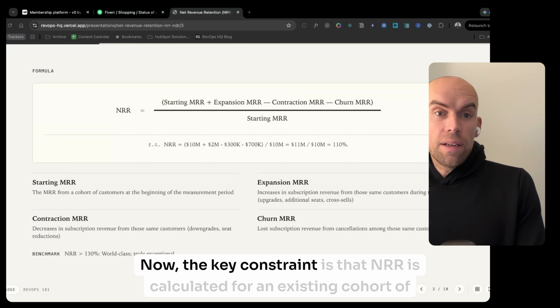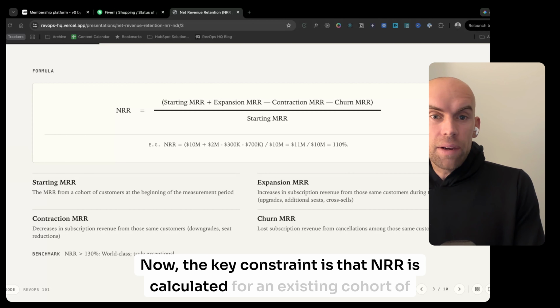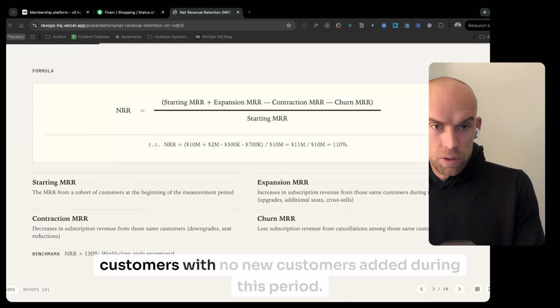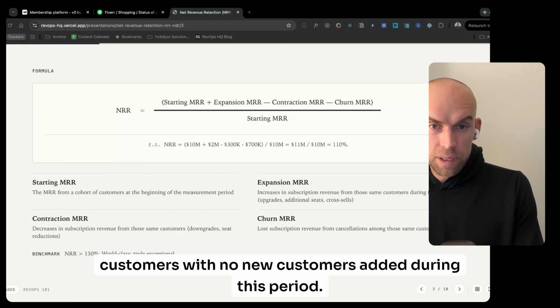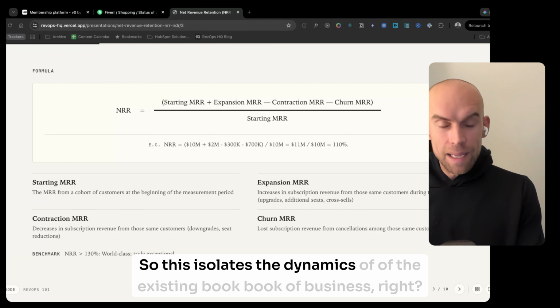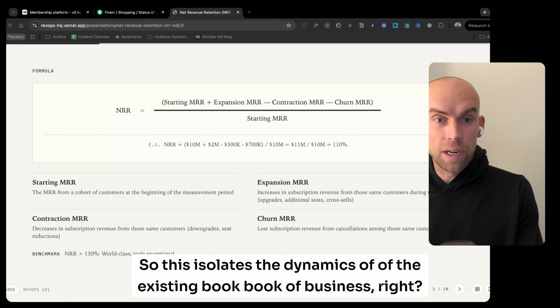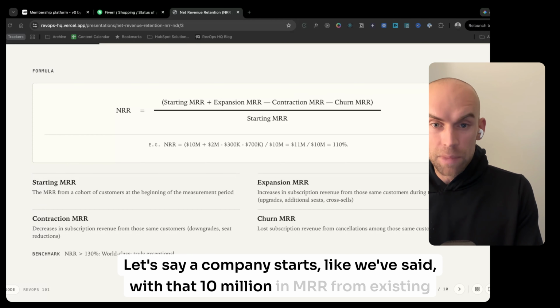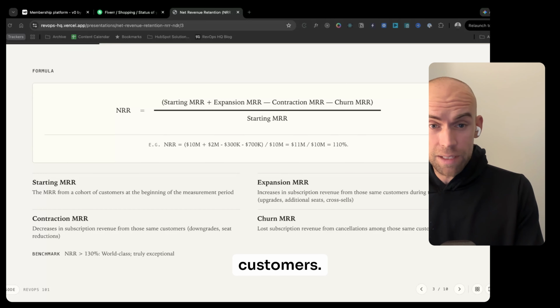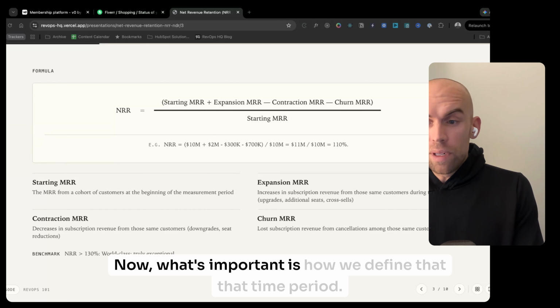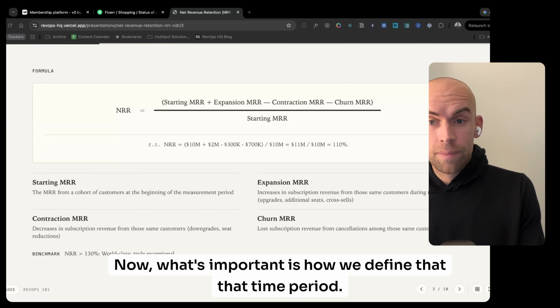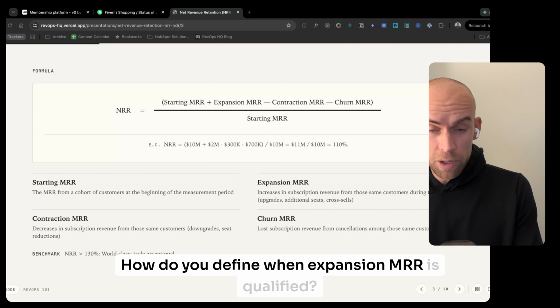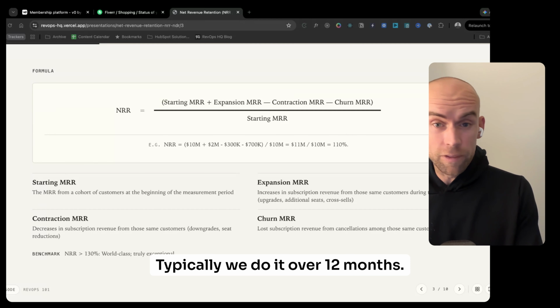Now, the key constraint is that NRR is calculated for an existing cohort of customers with no new customers added during this period. So this isolates the dynamics of the existing book of business, right? So here's an example. Let's say a company starts, like we've said, with that 10 million in MRR from existing customers. Now, what's important is how we define that time period. How do you define when expansion MRR is qualified? Typically, we do it over 12 months.